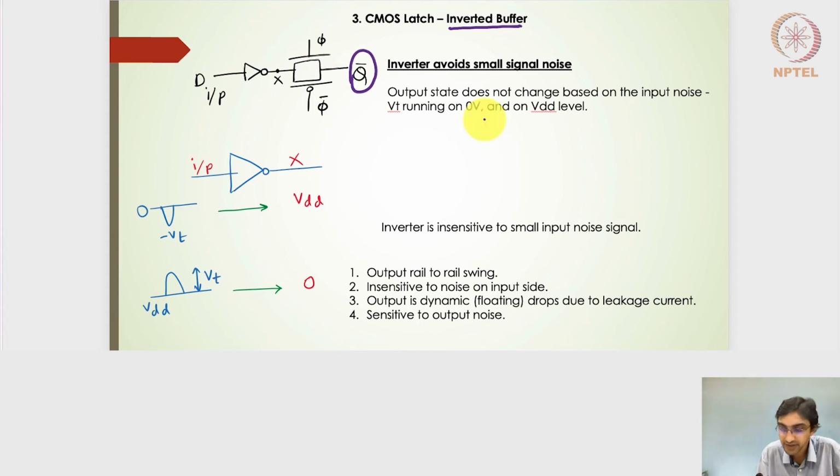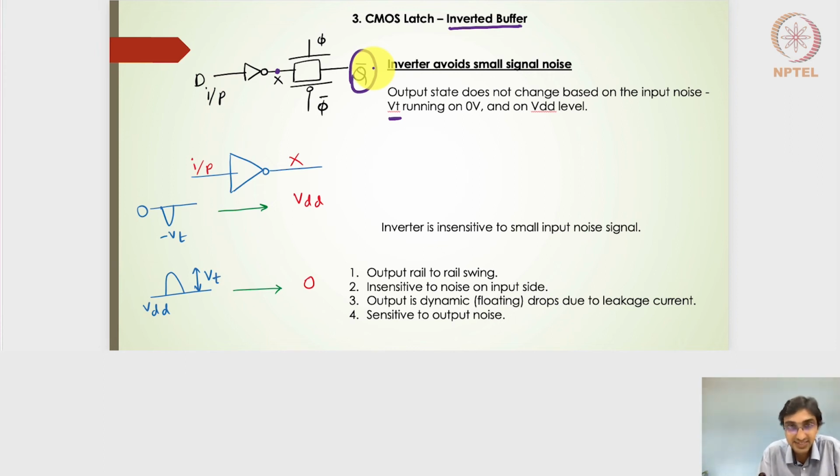Because it's a transmission gate, we know that the output will swing from rail to rail, voltage 0 to VDD, right? So let's say that the output state doesn't change based on the input noise Vt running on 0. The inverter will ensure that even if I have a noise signal on the input side, as was there in the previous case, it is not going to affect the output of the inverter, right? And if it doesn't get affected at the X node, it will not have any effect on the Q bar signal, which is nothing but the output of the CMOS latch.